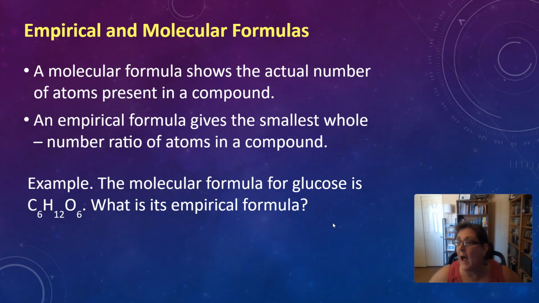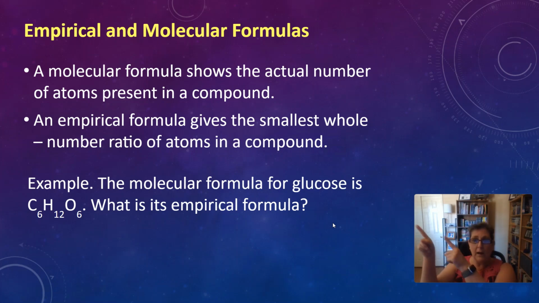But now think about hydrogen peroxide, H2O2. That can be reduced down, right? The 2-to-2 ratio can reduce to 1-to-1, HO. So hydrogen peroxide's molecular formula is H2O2, but the empirical formula is H1O1 because we reduced it down. We divided 2 by 2 to get 1.